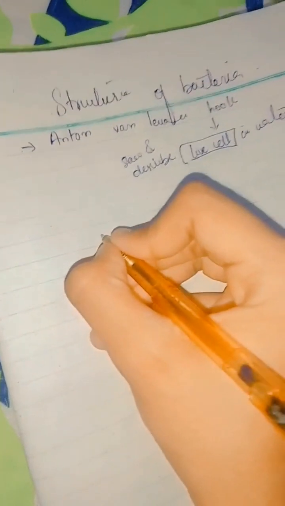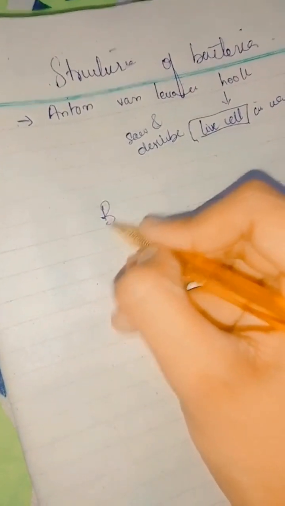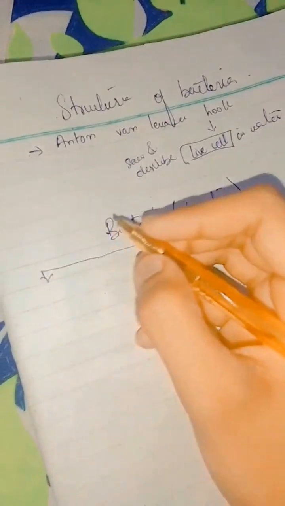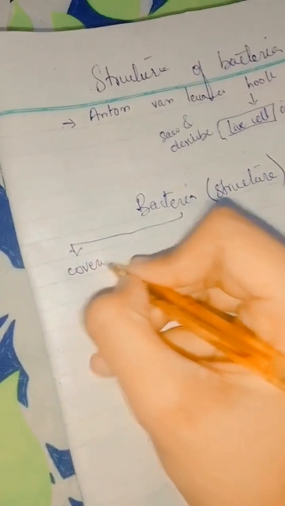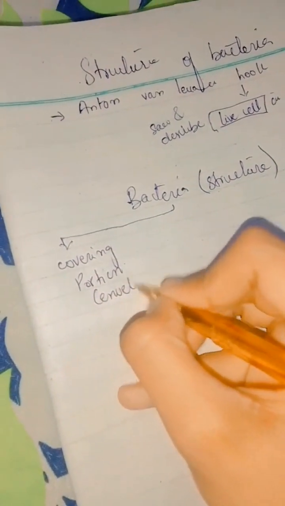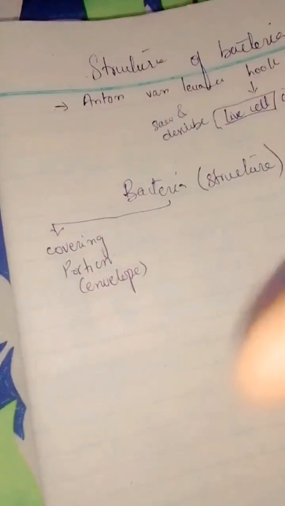Now basically he observed many things, including the cell wall. He divided it into parts; on the basis of structure he described the bacteria. First, he described a covering portion, and covering portion means like an envelope. Basically, he described three things in the envelope.